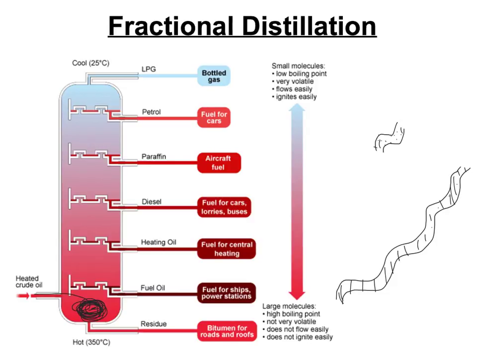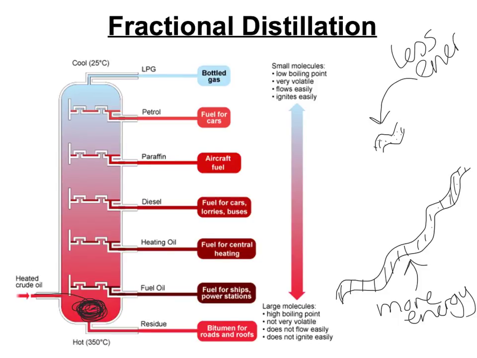Now, these forces take energy to break. The ones between the long chain take more energy, and therefore these have got a higher boiling point because you have got to put more heat, more energy in to break them apart and turn them into a gas. The short chain ones, because they've only got a few, they've got a low boiling point because they need less energy. So the first fractions to come out of the crude oil and rise up to the top will be the short chain ones because they've got the lowest boiling point.